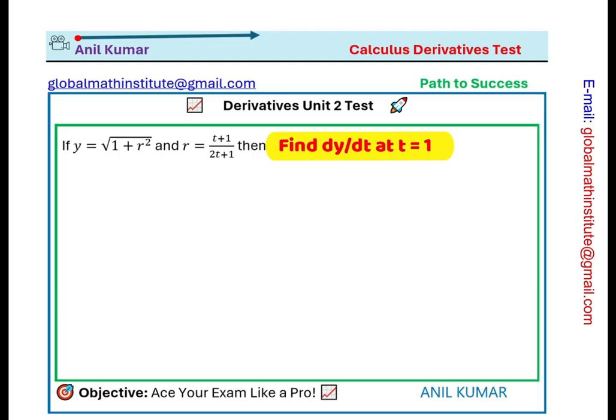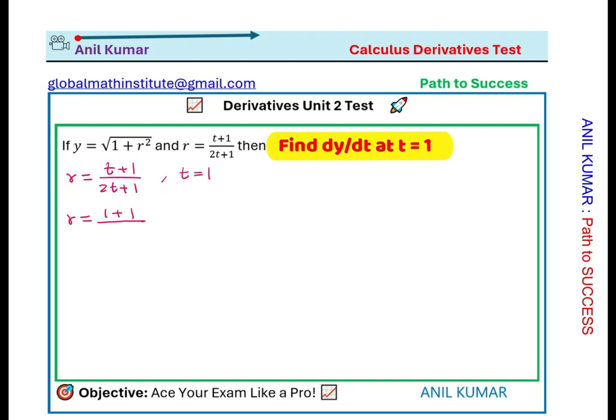Basically, we need to find the derivative at t equals 1. We are given y as a function of r, and r as a function of t, right? So let's relate the two. When r is equal to (t plus 1) over (2t plus 1), and t equals 1, then what is r? r will be (1 plus 1) over (2 times 1 plus 1), which is 2 over 3. So r is 2 over 3 at t equals 1.